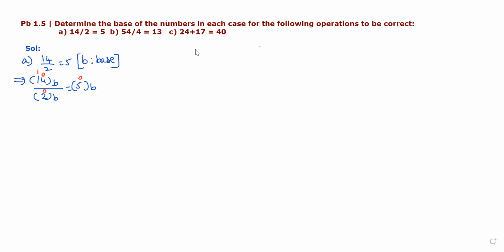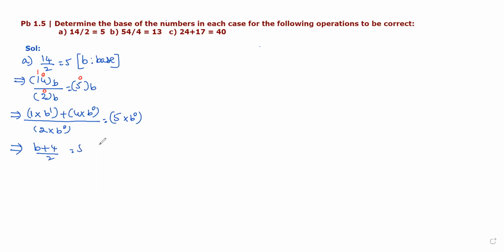Now we should expand this expression by multiplying each digit with the corresponding weight and then sum up. Then it becomes 1 into b power 1 plus 4 into b power 0 whole divided by 2 into b power 0, which is equal to 5 into b power 0. It becomes b plus 4 whole divided by 2 equal to 5. It should be simplified as b equal to 10 minus 4, which is equal to 6. Therefore, b equal to 6. This is the base of the given combination of the numbers.